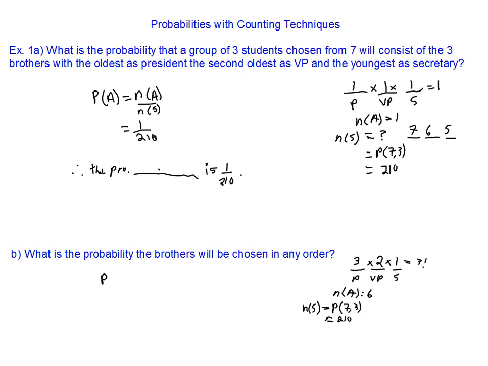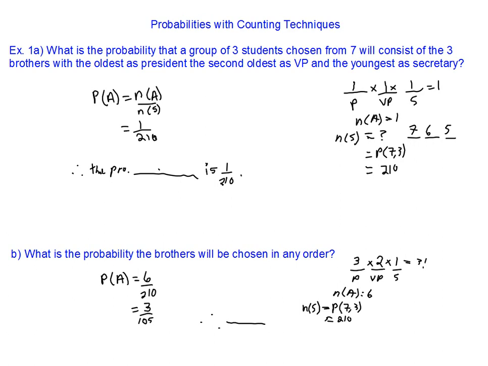So the probability of this event happening is going to be 6 out of 210, and again we should reduce that fraction because we can. 6 divided by 2 is 3, 210 divided by 2 is 105. So therefore the probability that we can get the 3 brothers in any order is just equal to 3 over 105.